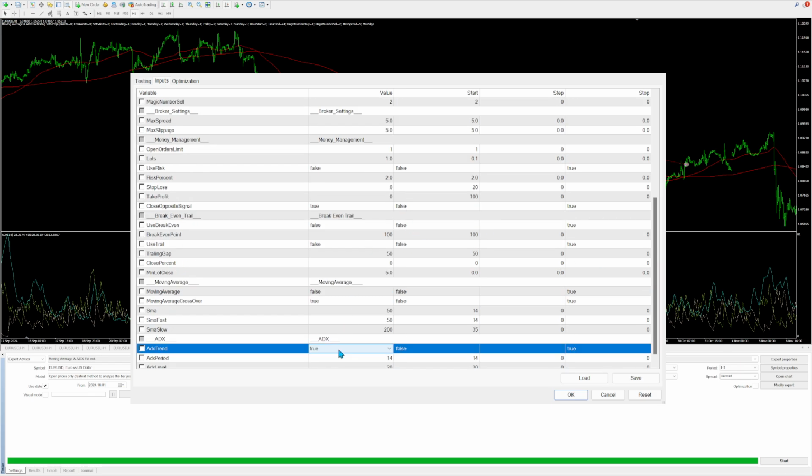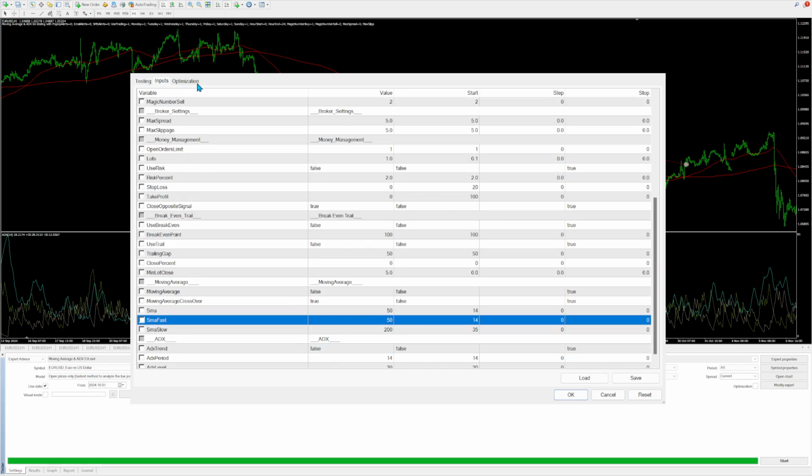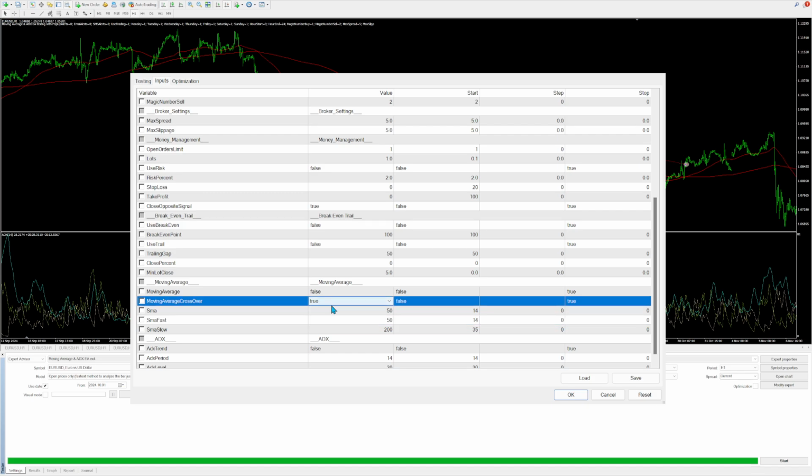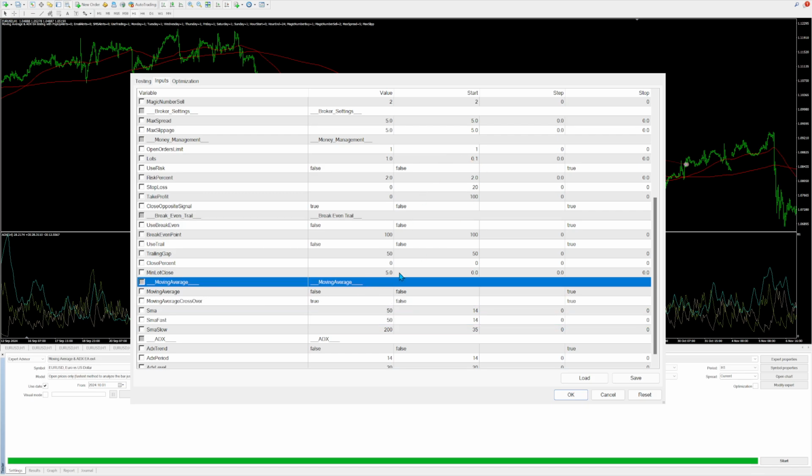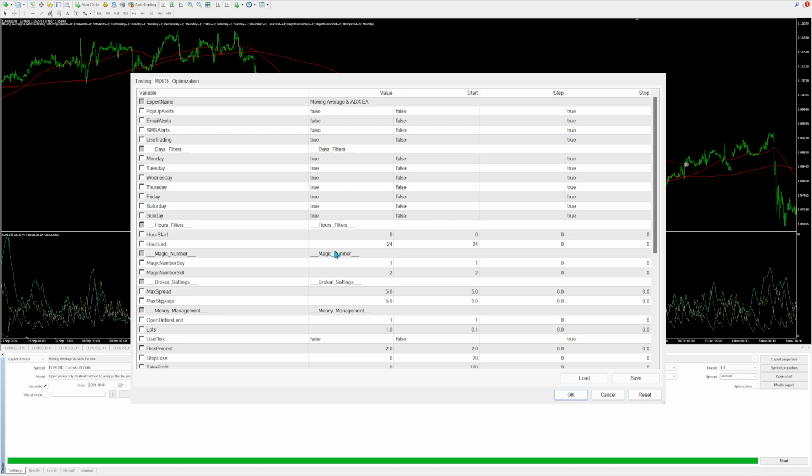Various ways, you know, you don't even have to use the ADX. You could just trade the golden cross as it is, or the death cross. You might just want alerts when there's a moving average crossover. It can do that.